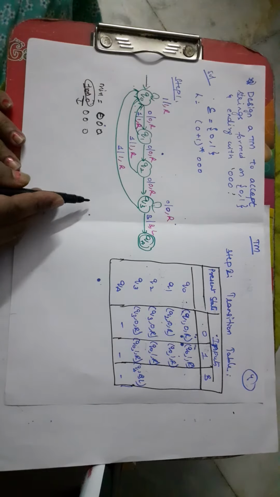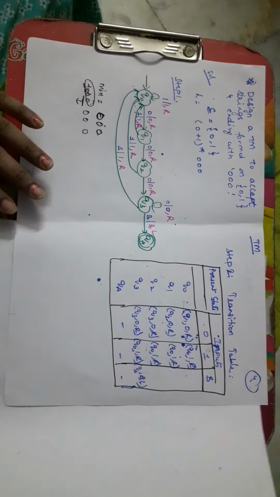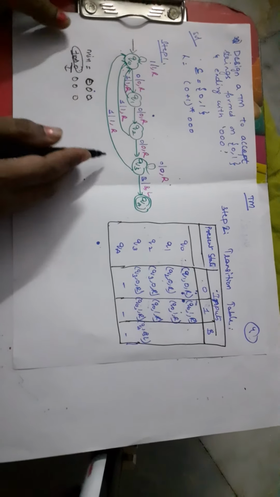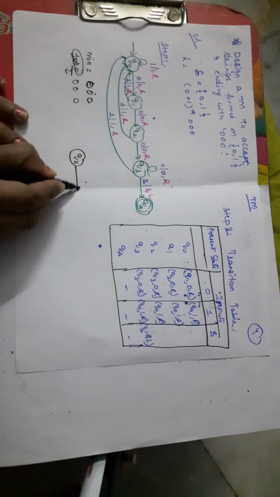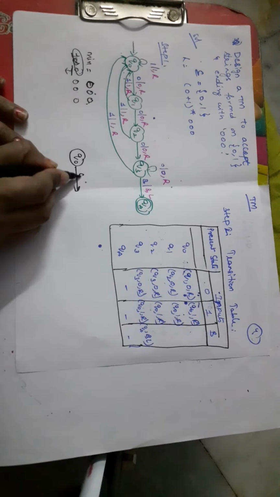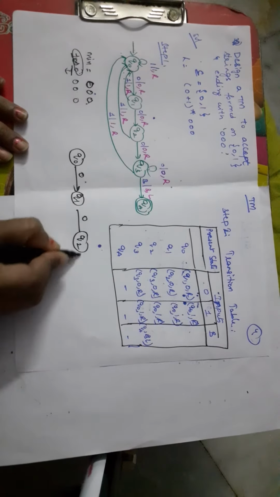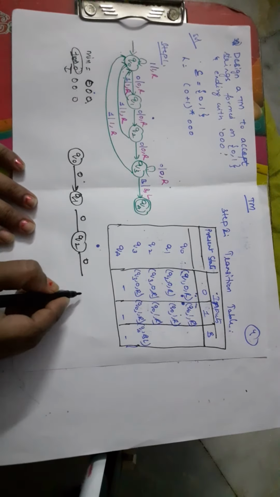and we have to start with the finite automata diagram. First draw the finite automata diagram for this. So we can draw like this: Q0, minimum string is 0 0 0, 3 zeros, Q1, Q2. After 3 zeros we should go to the final state in finite automata.